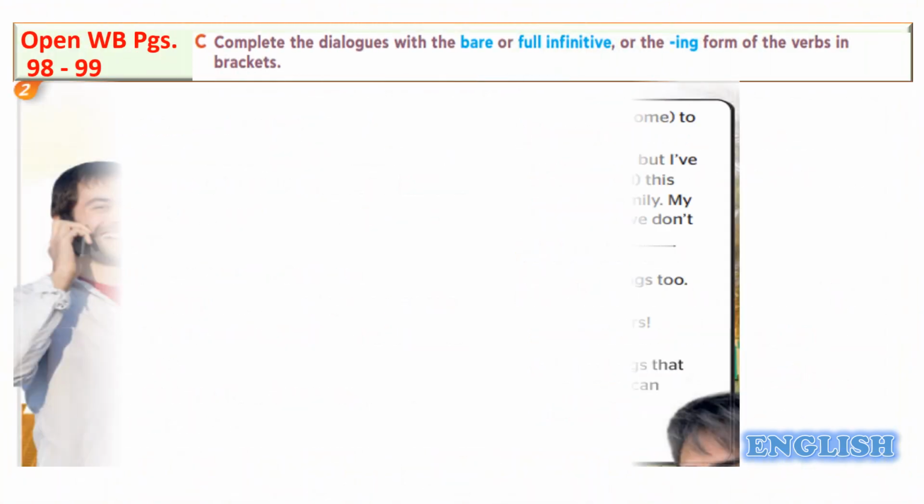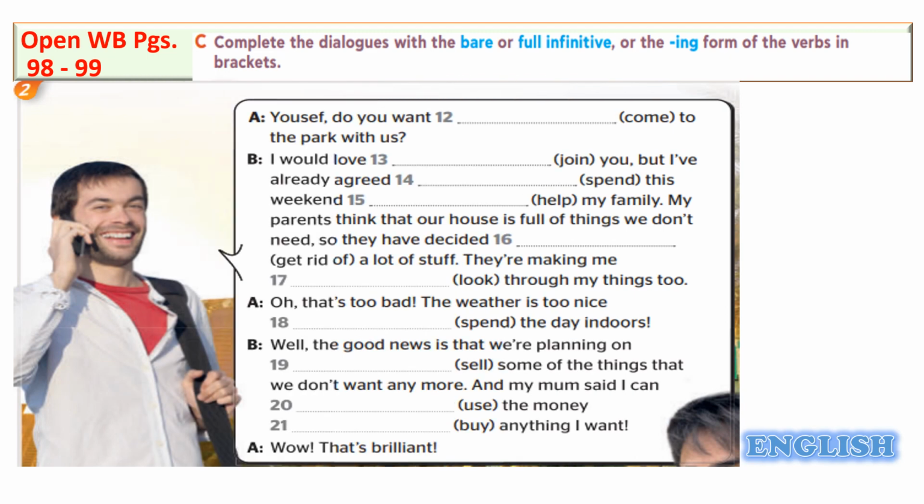As for dialogue 2, you need to pause the video, read the dialogue carefully, then complete the spaces with the bare or full infinitive or the ing form of the verbs in brackets, then play the video to check your answers. Well, you can check your answers now at once.